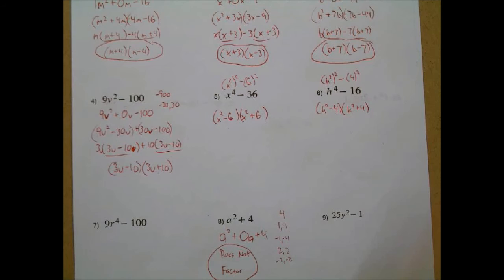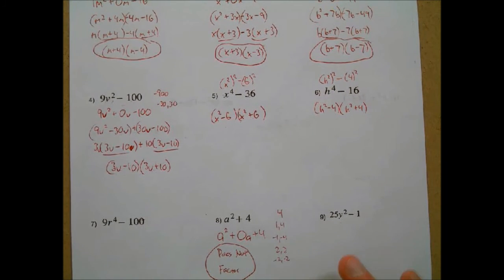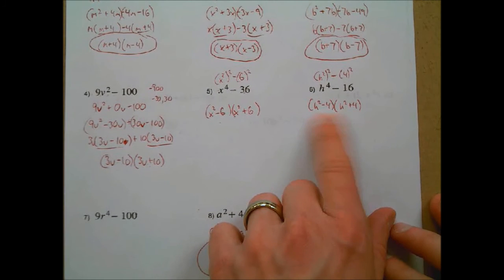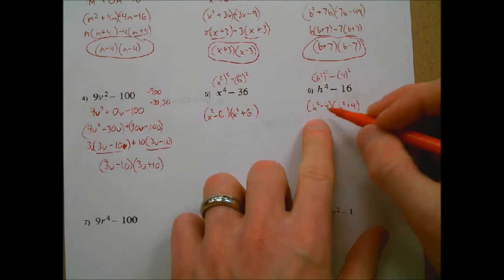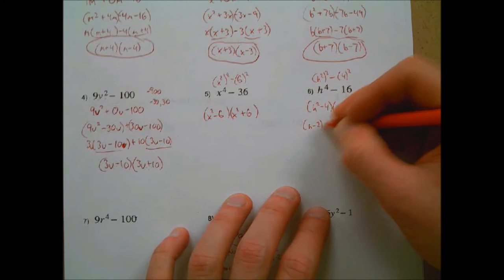Okay. And there's actually one more step we can do here. There's one more perfect square. There's one more difference of squares here, number 6. What's the one more difference of squares we have right here? What's the other difference of squares we still have here to factor? Yeah, we have this h squared minus 4 right here. This can factor to be then h minus 2, h plus 2.